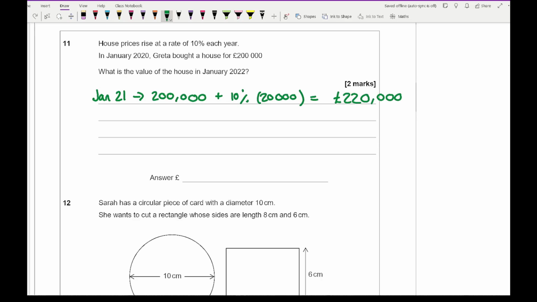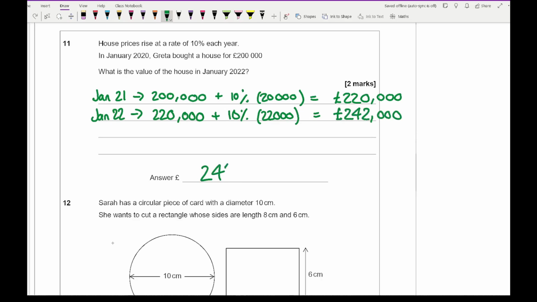220,000. Then in Jan 22, we take the 21 price, which is 220,000. We need to add 10%. Now 10% of 220,000 is going to be 22,000, which gives me a total of 242,000. So the value of the house is going to be 242,000. Make sure if you're going to use a comma, make sure it looks like a comma, not a decimal point.